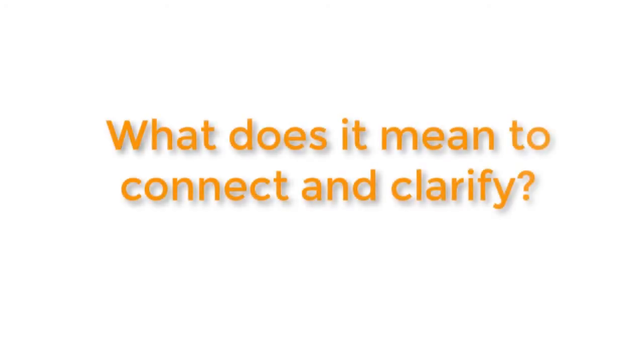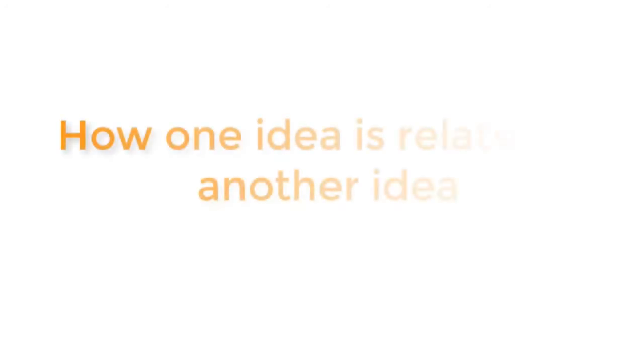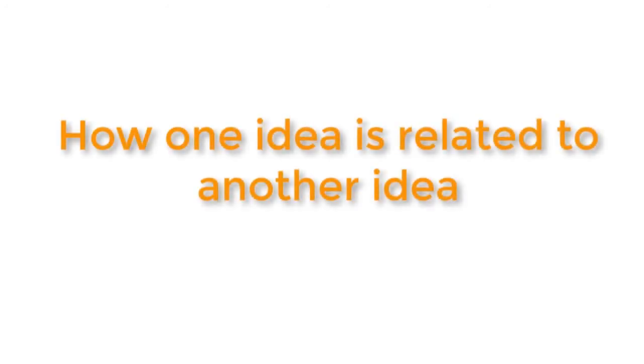To continue, let's ask ourselves this question. What do we mean when we say these words or phrases connect and clarify? What we mean by this is that they tell us how one idea is related to another idea. For example, let's say we have two ideas. One idea is I love to swim, and the other idea is I love to run.